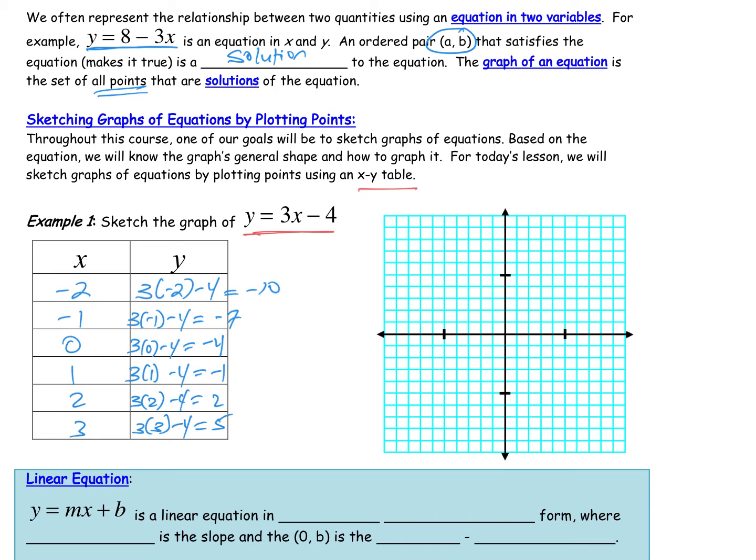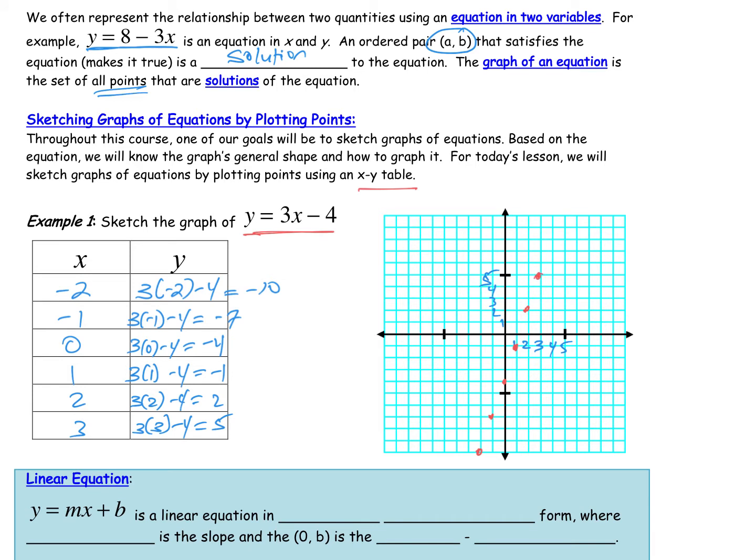Then we can go ahead and plot these points. Whenever you are sketching a graph, always put a scale on your axes. I'm going to do 1 square is 1 unit, so I will label some of these lines. And then we'll go ahead and plot the points. I'm going to plot -2, -10. Then I'm going to plot -1, -7. I'm going to plot 0, -4, 1, -1, 2, 2, and 3, 5.